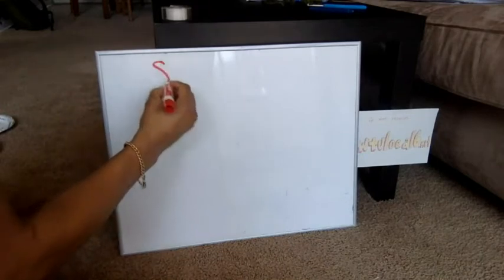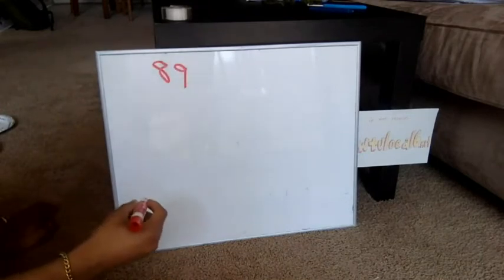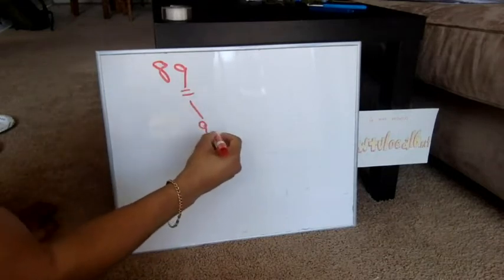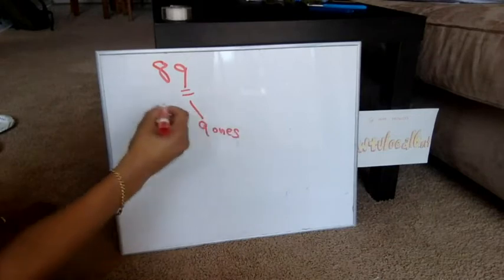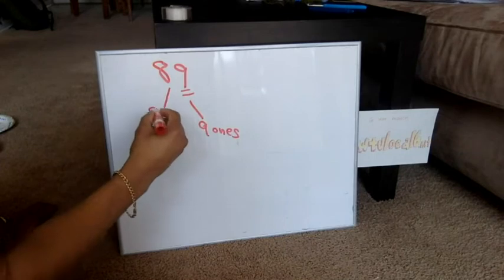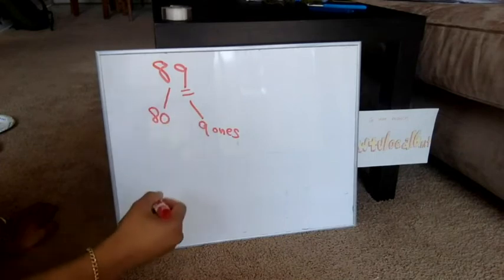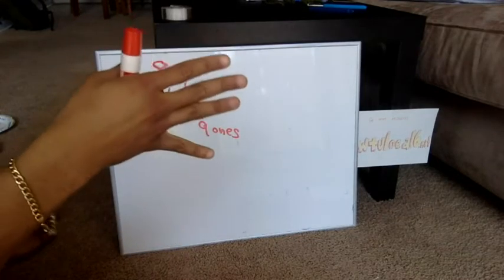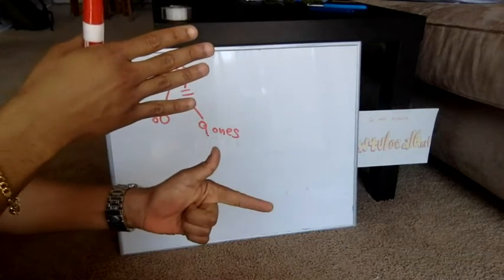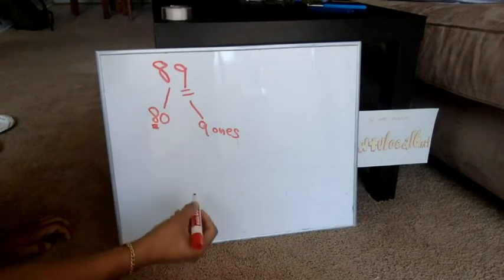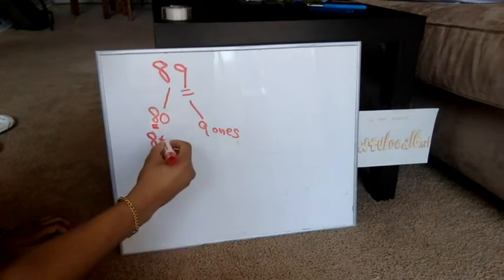We're going to look at this number 89, which is another 2-digit number. Let's first look at the ones place. We notice that there are 9 ones. And if we took a 9 out of 89, it would just be 80. That's that other part. Now, we know that if we skip count by tens, 10, 20, 30, 40, 50, 60, 70, 80, that's 8 tens. It tells you right there. So this is 8 tens.